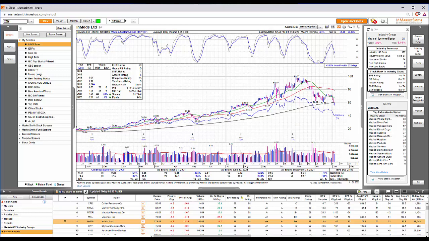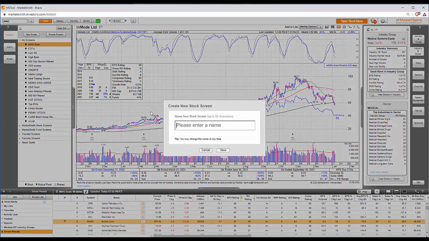Okay, so I've got a bunch of scanners already programmed into the software. I'm not going to use any of these. I'm going to do one brand new for you. So let's open up the screen, start a new stock screen, and let's just give this a name. I don't know, let's call this the Yahoo scanner. It's nothing to do with the company. I'm just saying whenever we find a good hot stock, I yell Yahoo.